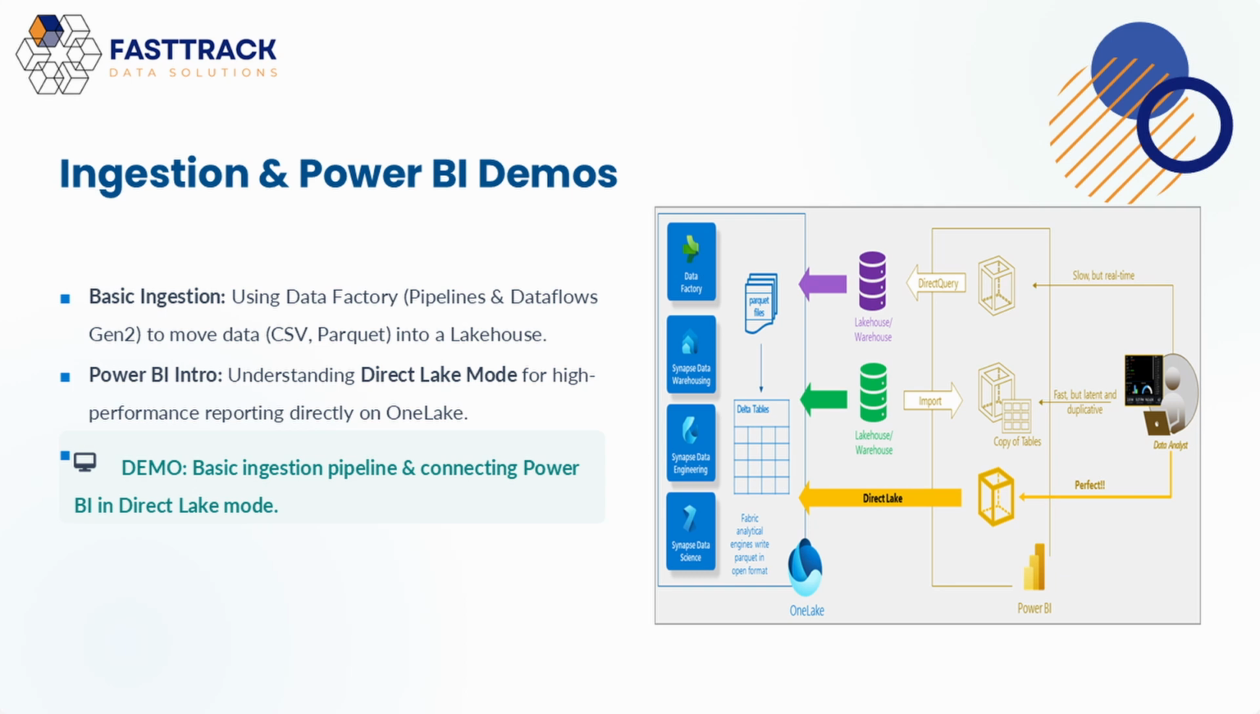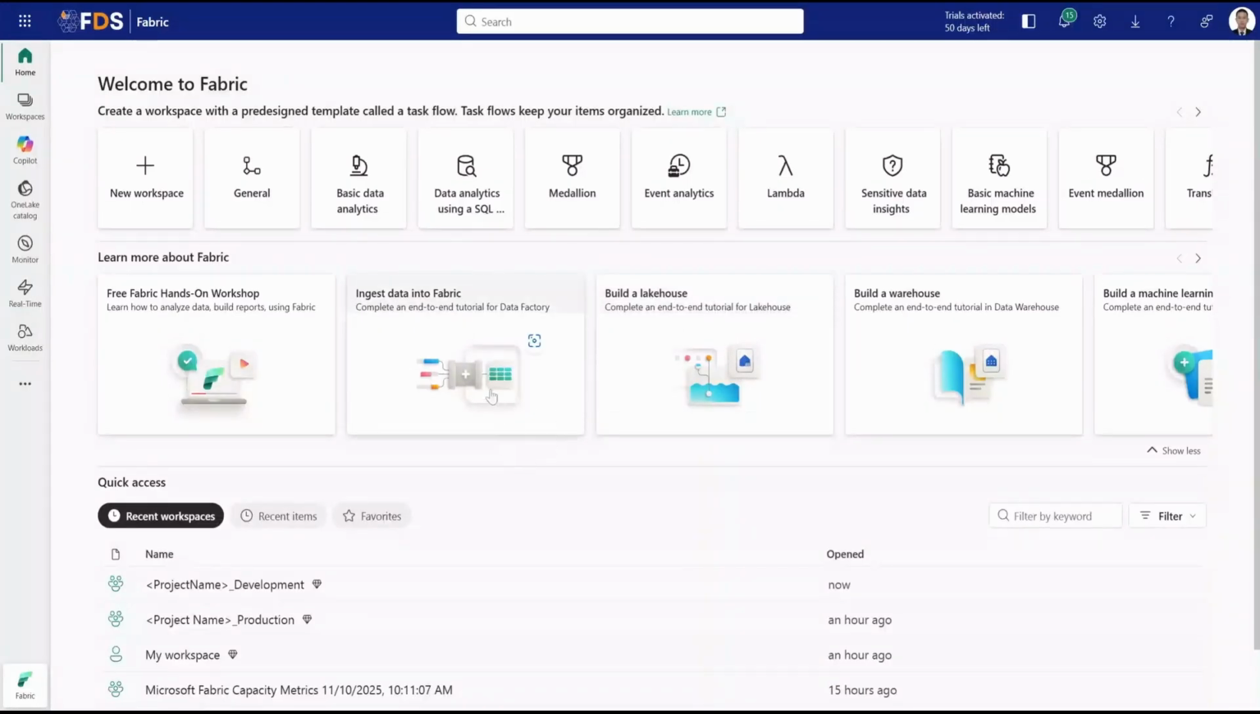Let's see this in action. For this demonstration, I will show you how to create a basic data ingestion using a pipeline with Dataflow Gen 2 activity. Our goal is to ingest a sample raw file stored in my SharePoint folder.